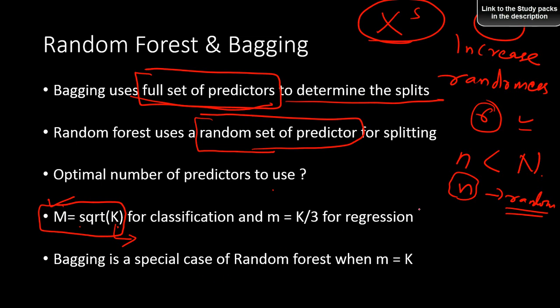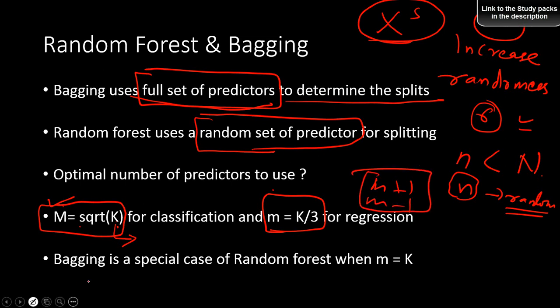in a classification problem. In a regression problem, m should be just k by 3. Again, this is not a thumb rule. You can always try m plus 1 or m minus 1 just to see if that works better. So bagging is a special case of random forest when m equals k.